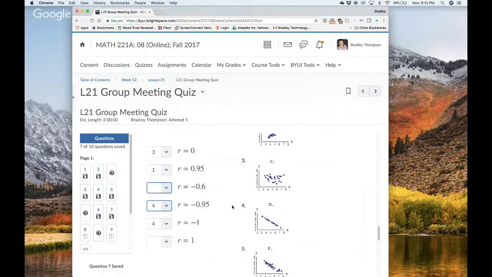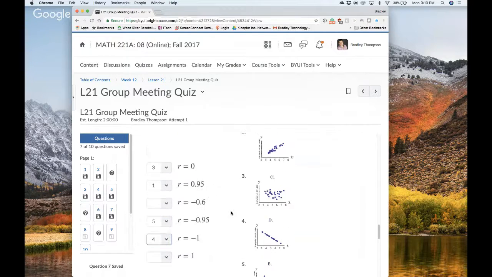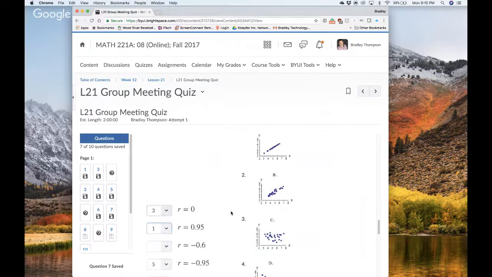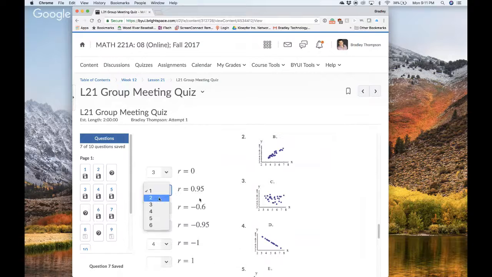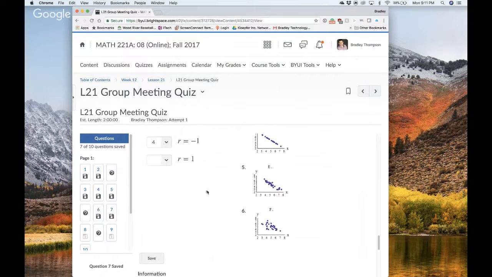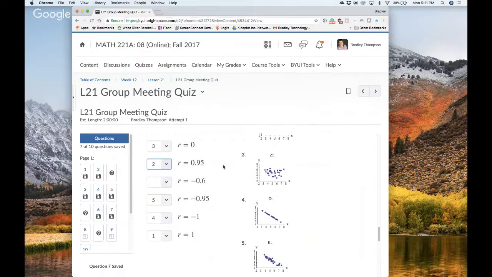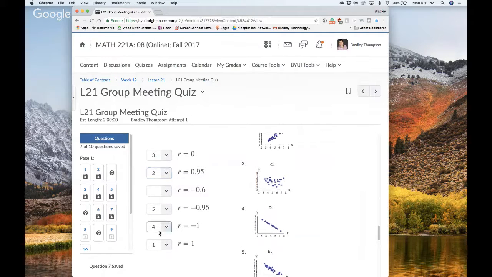Yes. And then you'd probably say 5 is the 0.95 one. Then 5 would be the -0.95, right? Yep. And then probably number 2 is the positive 0.95. And then number 1 would be the last one. Okay, hold on. So then we get number 1, 2, 3, 4, 5, so 6. Okay, so I have it in this order: 3, 2, 6, 5, 4, 1.